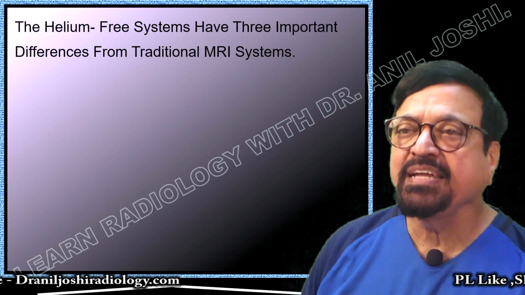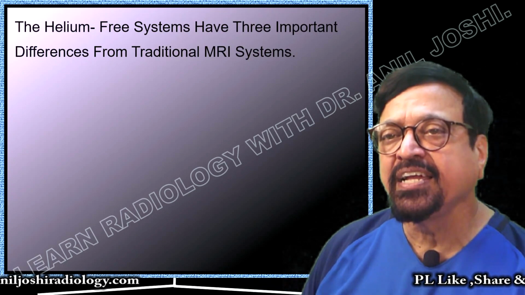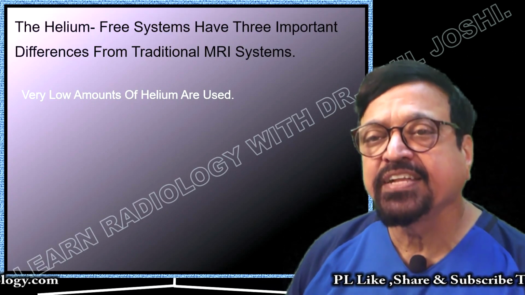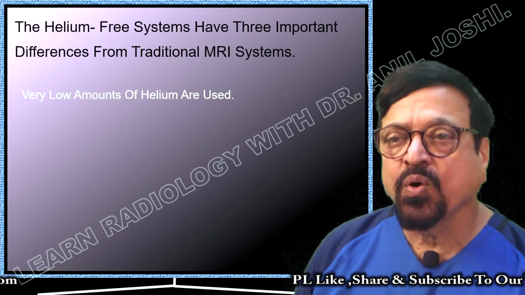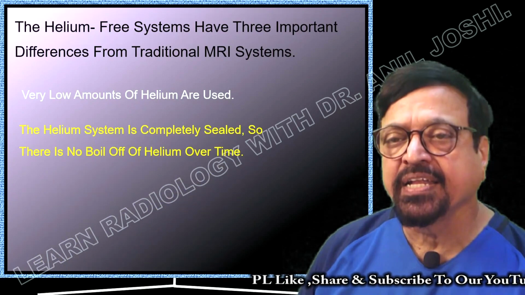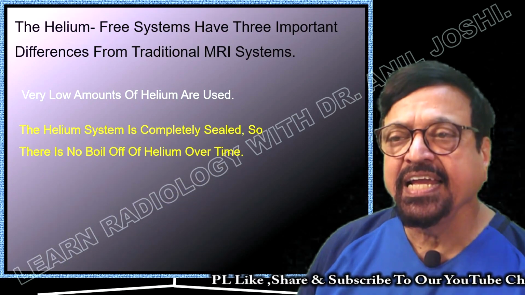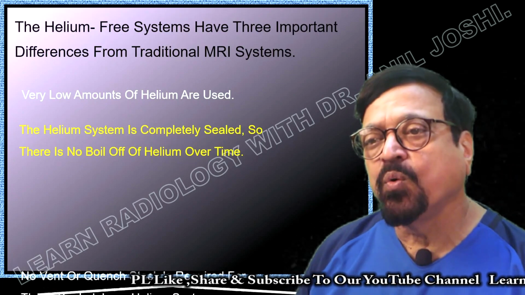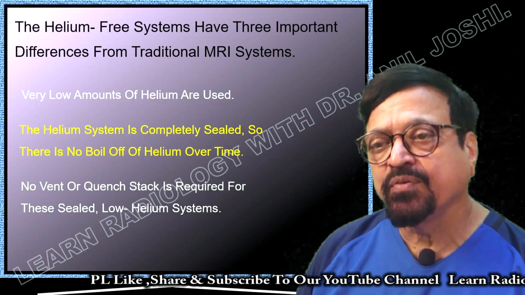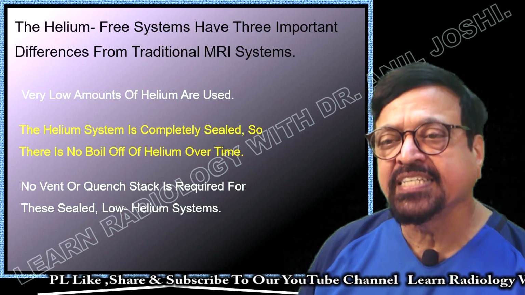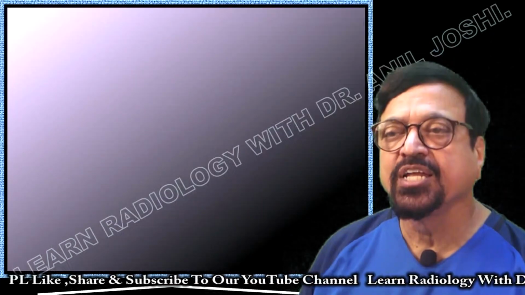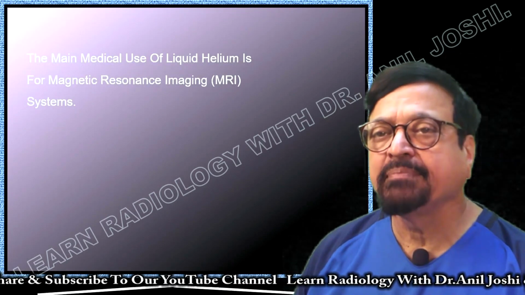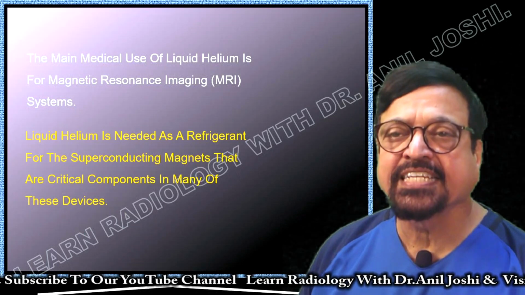The helium free system has three important differences from the traditional MRI system. Now what are the differences? A very low amount of helium is used, number one. The helium system is completely sealed, so there is no boil off of helium over time. No vent or quench stack is required for these sealed low helium systems. So they are actually ideal, but what we have today are magnets only up to 0.5 Tesla.